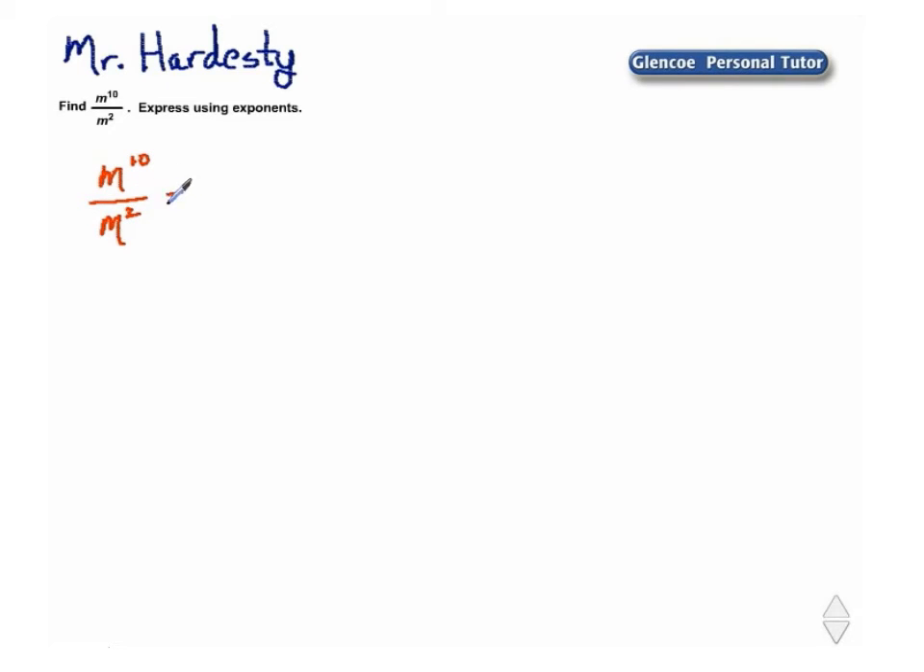Our rule says if we have the same base, which we do, that's m, all we have to do is subtract the exponents, 10 minus 2. 10 minus 2 is equal to 8. So we can divide and show exponents by simplifying the quotient to m to the 8th.